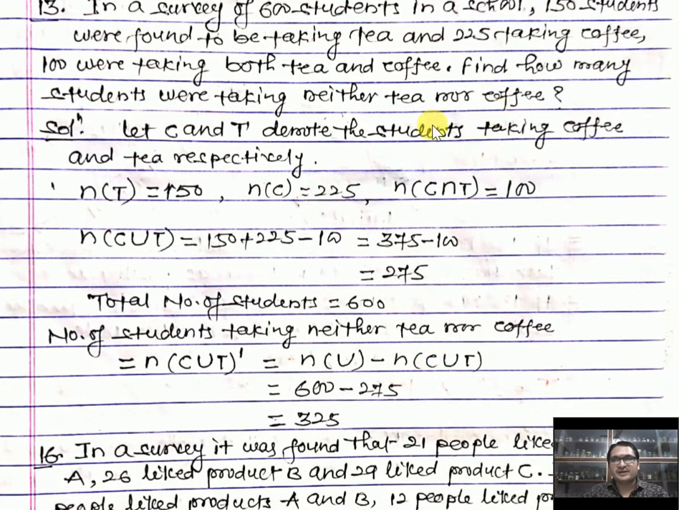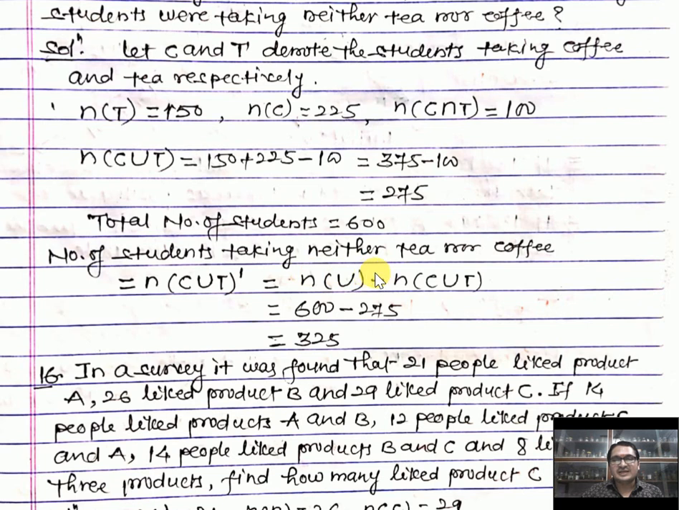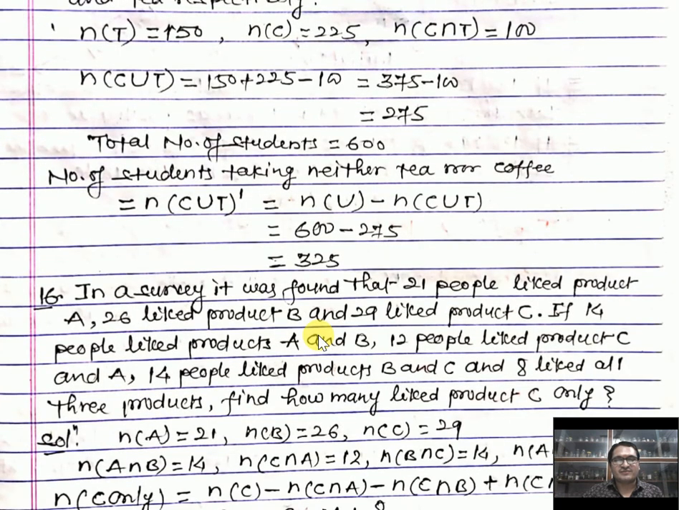We have to find the number of students taking neither tea nor coffee. That will be equal to the complement of C union T. So you can write it equal to n(U) minus n(C union T). Apply the formula: 600 minus 275, which gives 325.